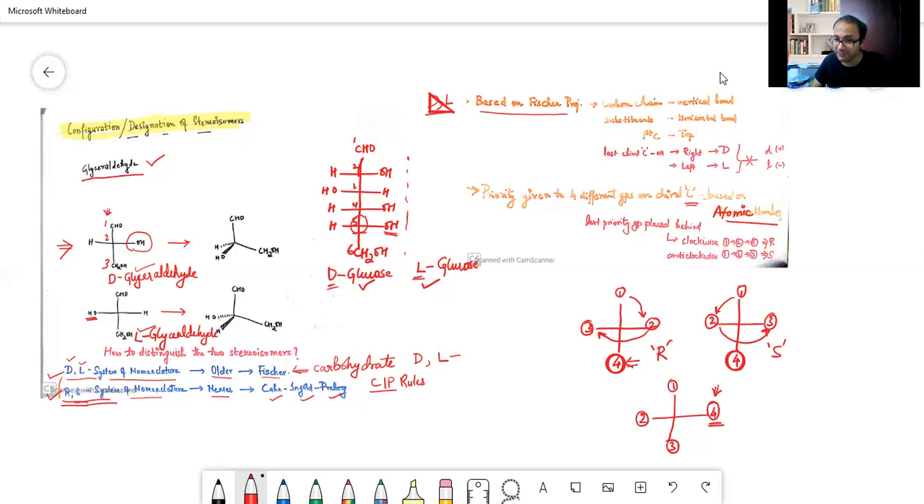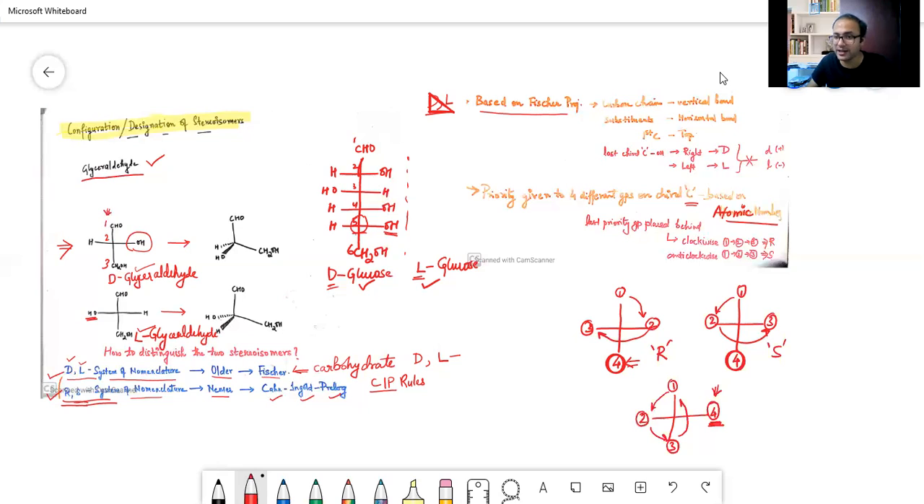Okay. So if you have the fourth group on the bond that is towards you, then what you have to remember is when you move from 1 to 2, 2 to 3, and 3 to 1. Okay, basically 1 to 2 to 3. When you do it, it is a clockwise motion. But since your fourth group is on the horizontal bond which is towards you, whatever configuration you get here is the opposite.